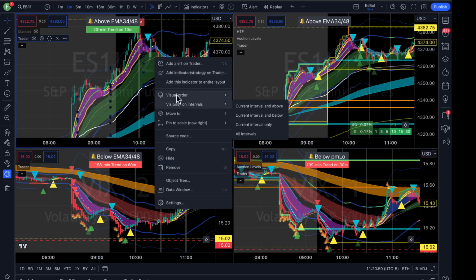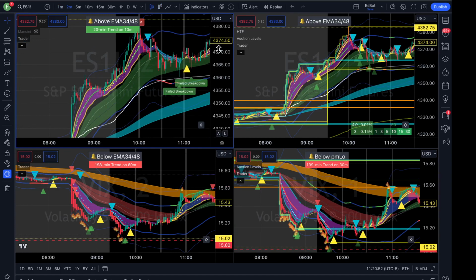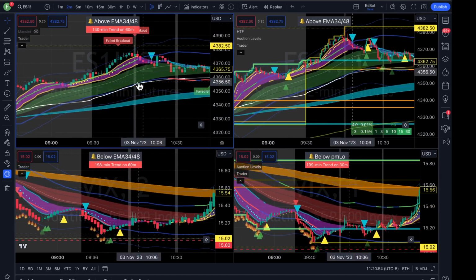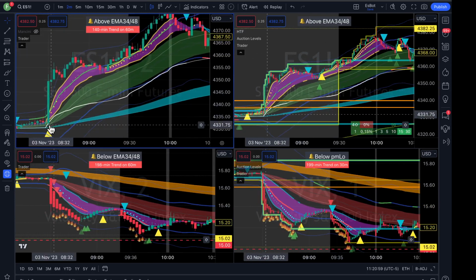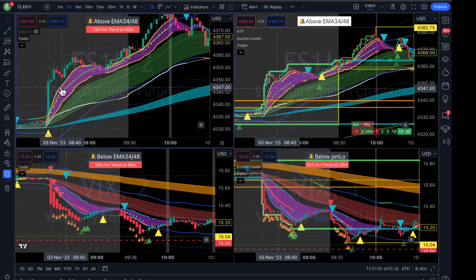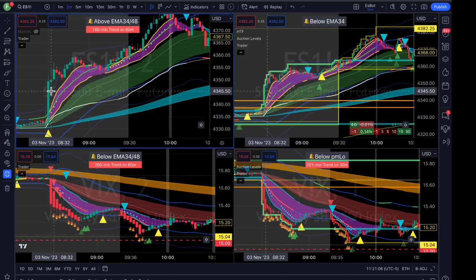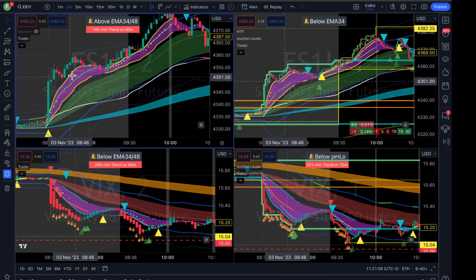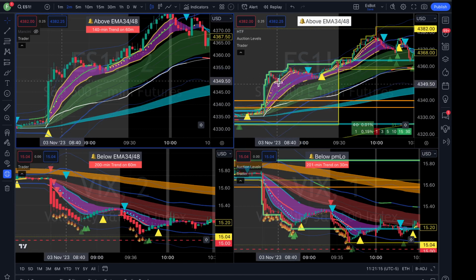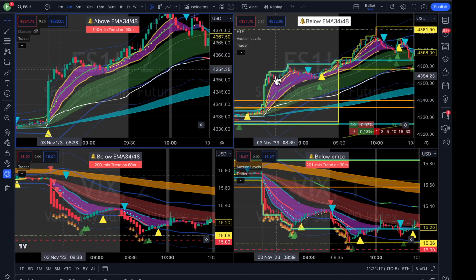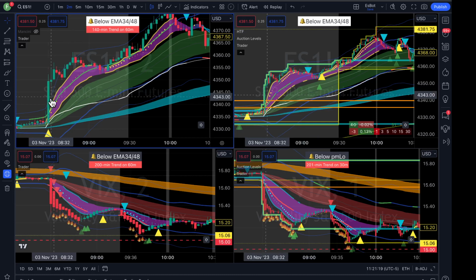Okay, so the danger zone is this purple cloud, and it's based on the 8 EMA. One side of it is the 5-minute chart 8 EMA, and the other, tighter side is the 2-minute if you're on the 2-minute chart, and the 1-minute if you're on the 1-minute chart. So it will be whatever chart you're on. You have to be on either the 1 or 2-minute chart to see this.